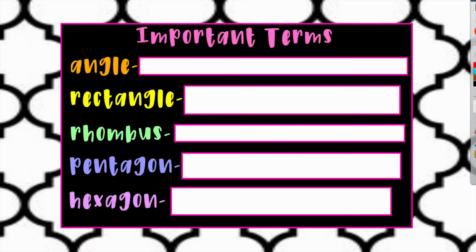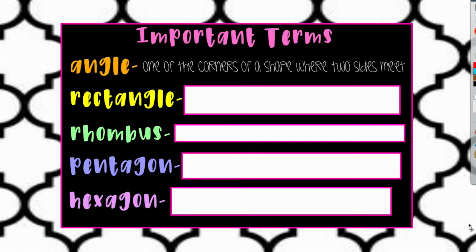Before we get started, let's go over some important terms that we need to better understand. Okay guys, before we begin our lesson, let's look at these important terms and their definitions so we can better understand what we're working with in this lesson. The first word that we're going to look at is angle. An angle is one of the corners of a shape where two sides meet. This term is really important because whenever we're looking at shapes, the number of angles can determine what kind of shape it is. Let's move on to our next term.